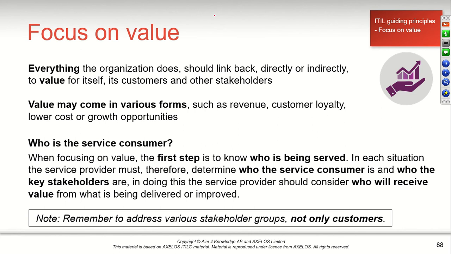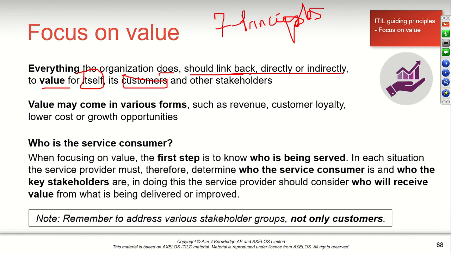Okay, focusing on value. Remember, we have 7 principles. Now we want to take them one by one. The first principle is focusing on value. I have explained some of this before, so we will take them again in detail. Everything that you do as a company, you should link it back either directly or indirectly to value. Value for who? Value for the company itself, value for the customer, and it can also be value for stakeholders. Who are stakeholders? Stakeholders can be shareholders, the provider's employees, the consumers, the users.